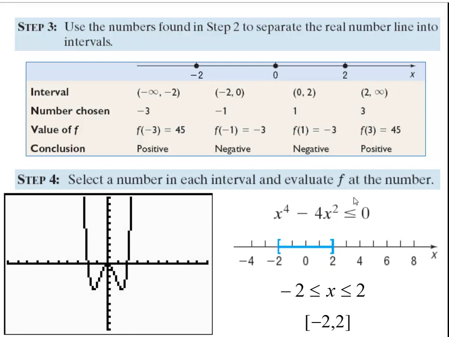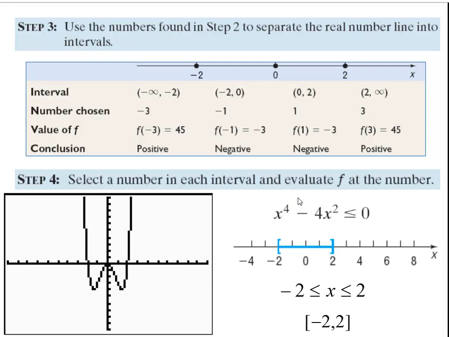So since I'm looking for where y's are negative, I'm really looking at this piece of the graph down here. And I can see that's corresponding to these two intervals, from -2 to 0 and from 0 to 2. And the reason that I'm not picking these two intervals as my only solutions is because I'm allowing equal to 0 as a possible solution to this inequality. So right at x equals 0, I'm allowed to include that in my inequality.